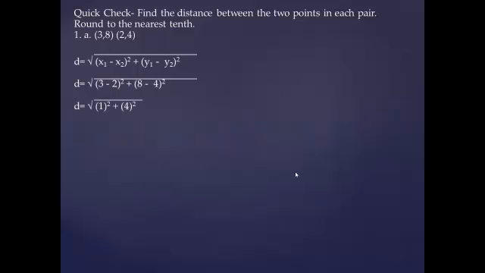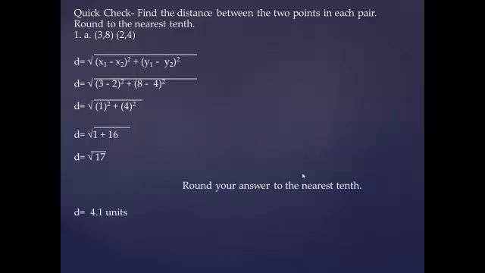We end up with the square root of 1 squared plus 4 squared. Go ahead and do the squares. We end up with the square root of 1 plus 16. So we'll have the square root of 17, and when you take the square root of 17, we are going to round to the nearest tenth, and we get the distance is 4.1 units. If you need more time to copy down any of this information, please pause the video at this time.